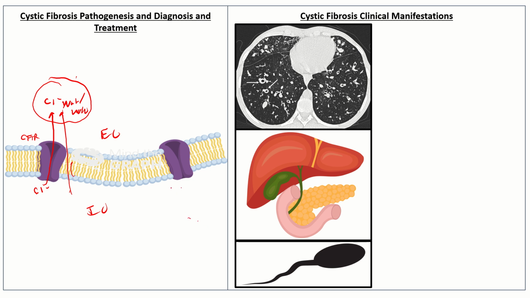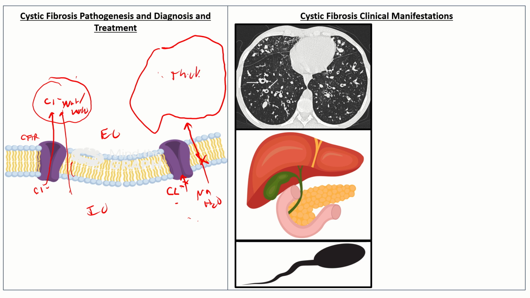So let's say people have a mutation in that CFTR. The chloride is not able to exit the cell, can't get out, which means sodium and H2O are not able to follow. What that does is make your mucus extremely viscous, extremely thick. So you get really thick, viscous mucus, and that is the reason why you get a lot of the clinical manifestations. So one thing you get is bronchiectasis.